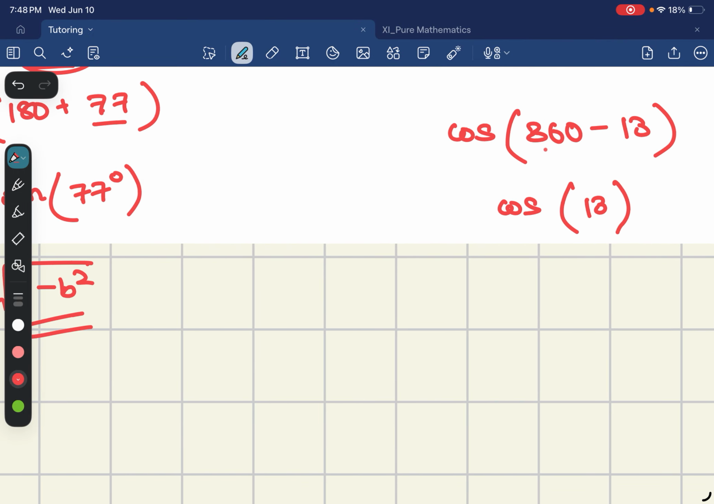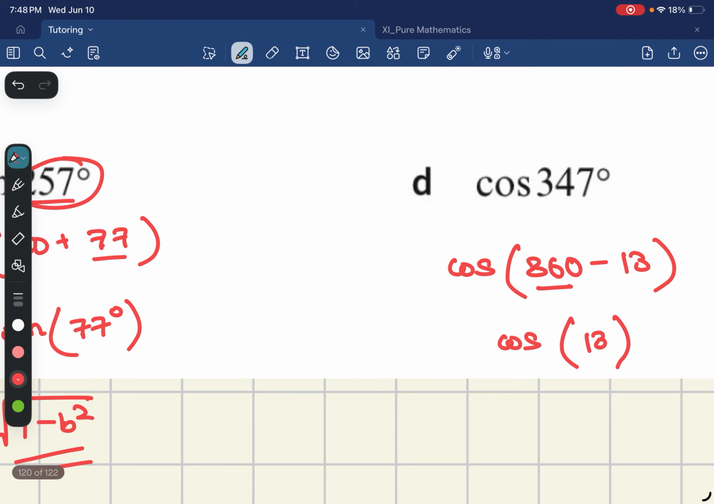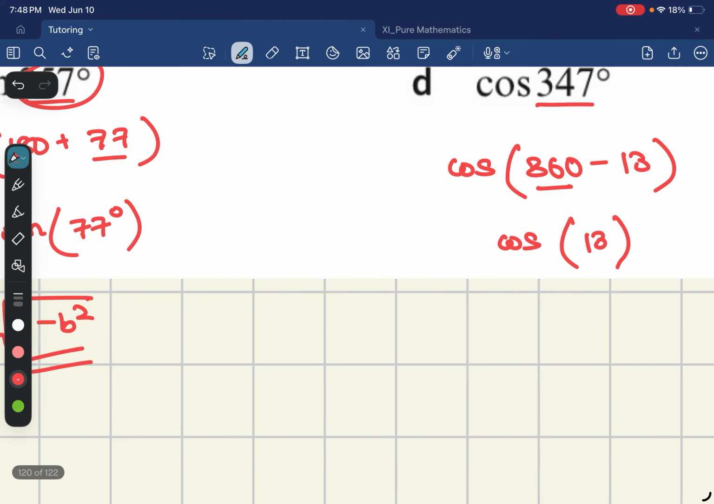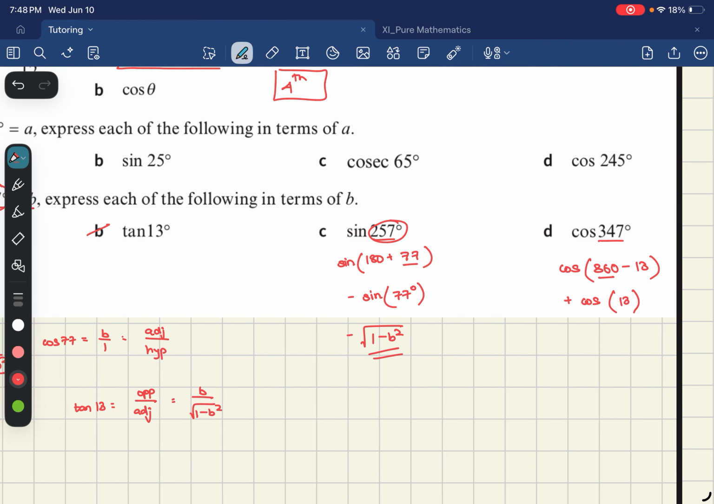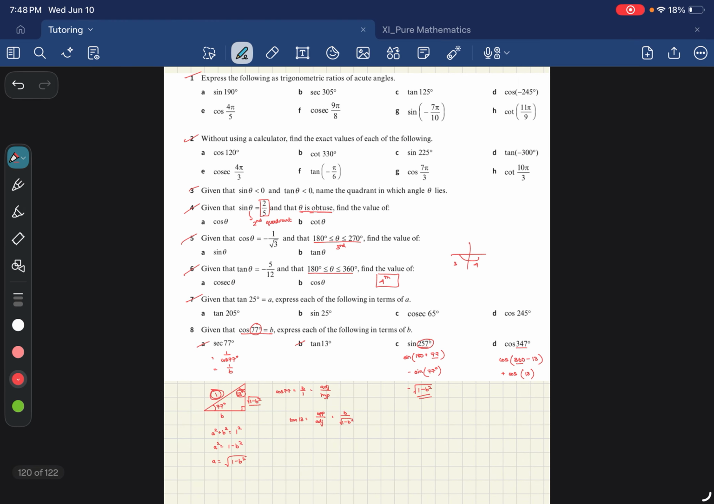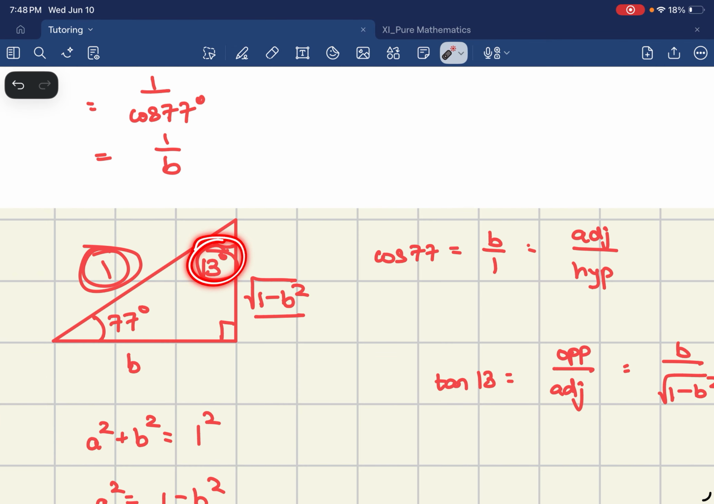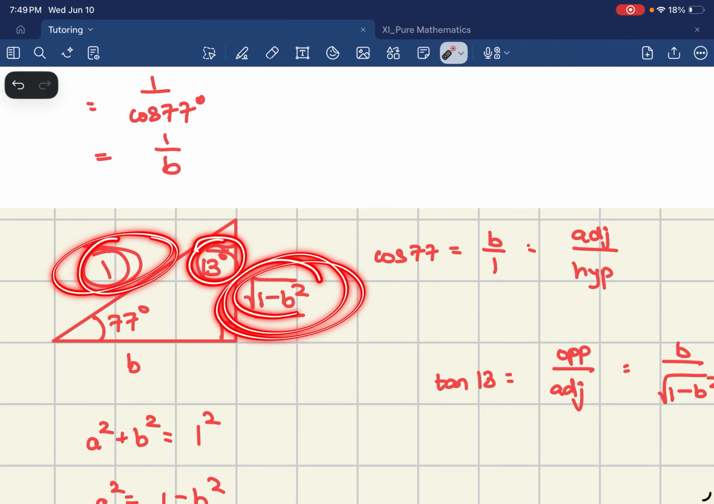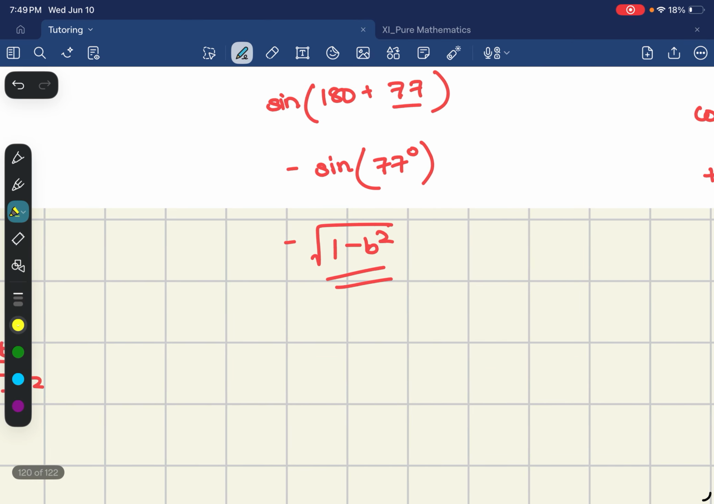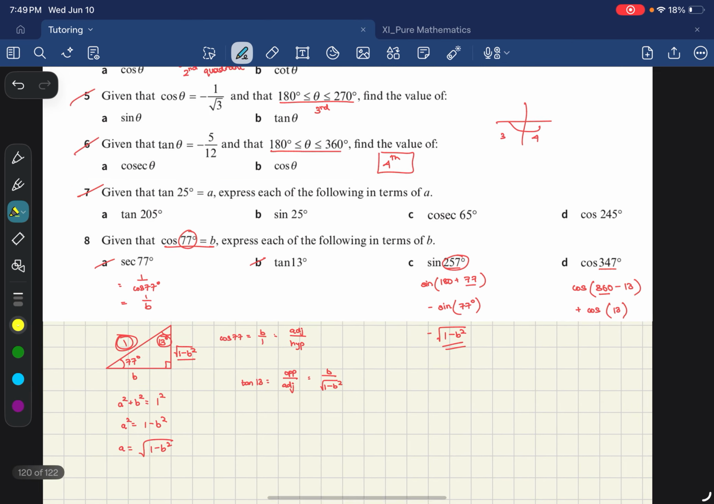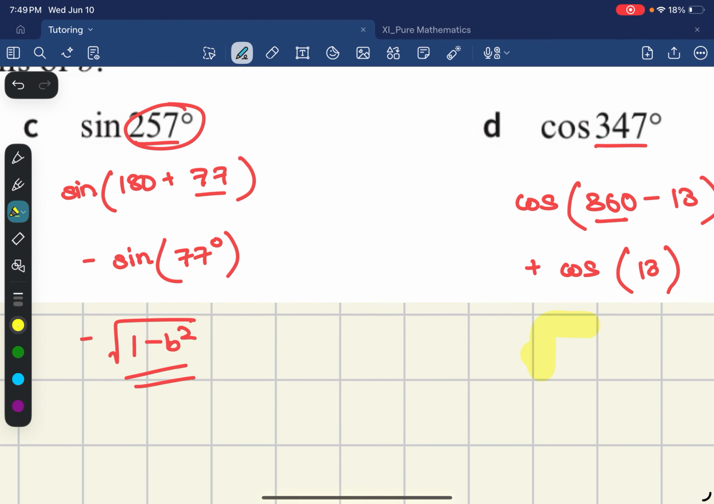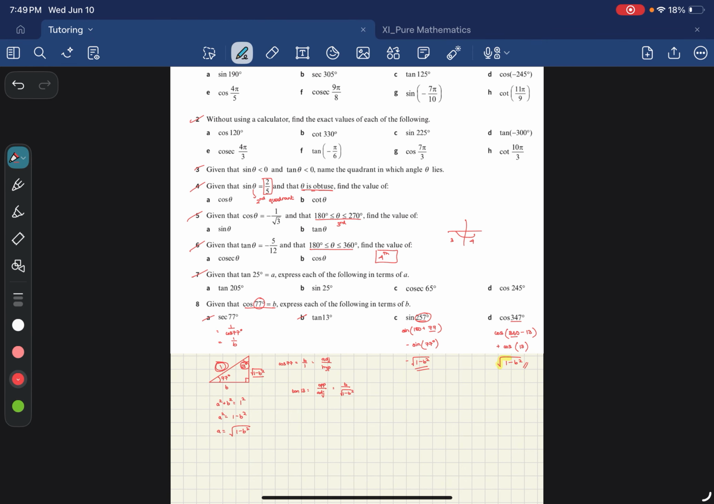And cosine 360 minus 13 degrees gives you 347. So you take cosine of 13 degrees. This angle is in the fourth quadrant. Cosine is positive. So what is cosine of 13 degrees? Cosine of 13 degrees is, so you go to 13 degrees here, adjacent over hypotenuse. So adjacent is square root of 1 minus b squared. All right, so it's just positive square root of 1 minus b squared. All right, so we are done with question 8.